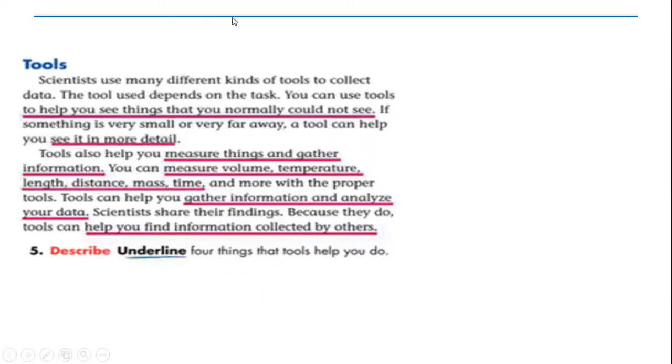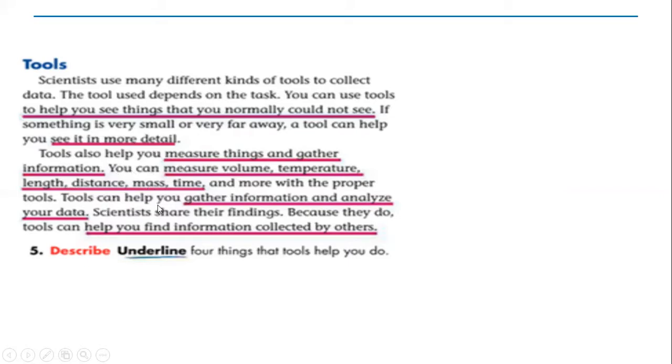Tools. Scientists use different kinds of tools to collect data. The tools used depend on the task. You can use tools to help you see things that you normally could not see. You can see it in more detail. Measure. Tools help you to measure things and gather information. Also, measure volume, temperature, length, distance, mass, and time. And more with proper tools.